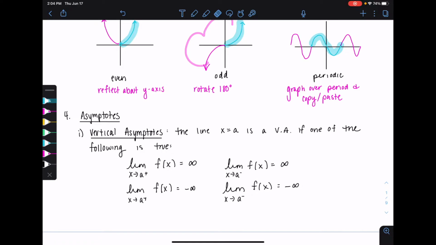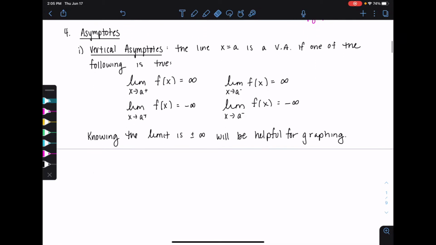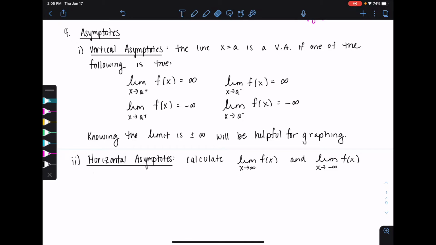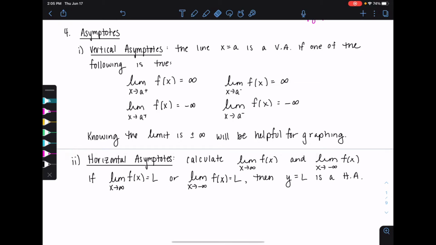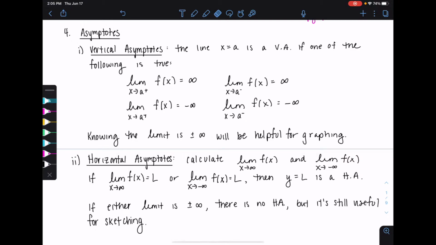And so you do actually want to calculate these limits because those are going to be really helpful for graphing. So knowing that when you approach from the right, it goes to positive infinity is really useful information. After that, you want to figure out your horizontal asymptotes. So remember, now you're going to let x approach positive and negative infinity. If those limits exist and equal some quantity L, then y equals L is a horizontal asymptote. Now, if you find out that this limit doesn't exist, you might still find out it goes to positive or negative infinity. So either way, by calculating these limits, you're going to have useful information for sketching.